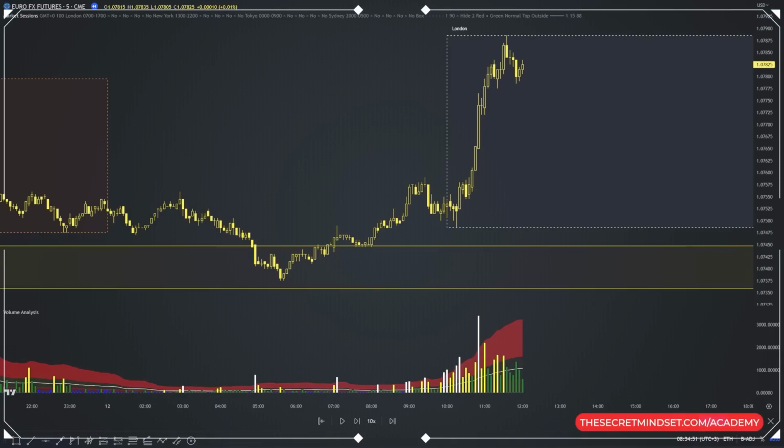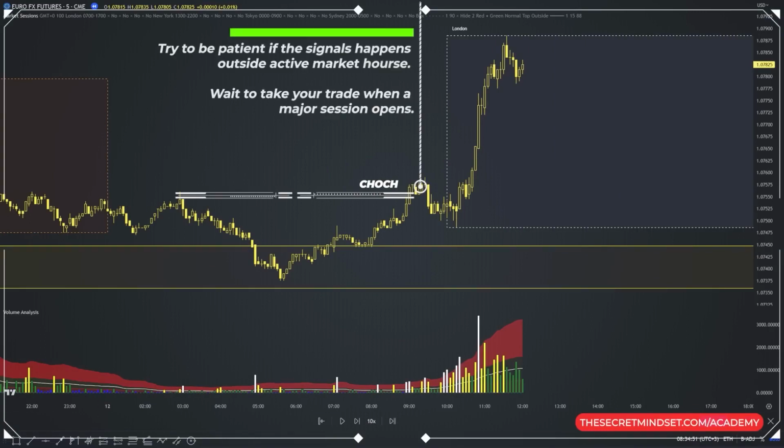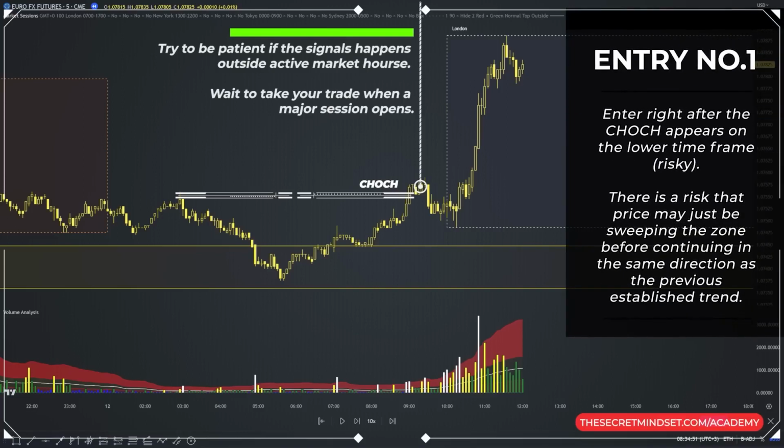And another point to consider, the choch happened outside our trading hours, but very close to London session. Again, please don't rush and try to be patient and wait to take your trade during the active market hours. You can proceed with your entry in two ways. You can enter right after the choch appears on the lower time frame, and this is the risky approach.